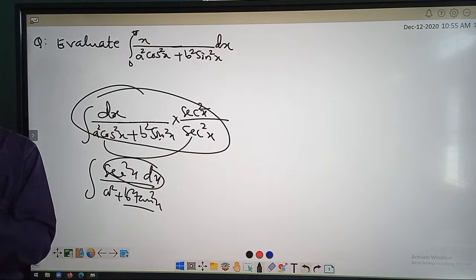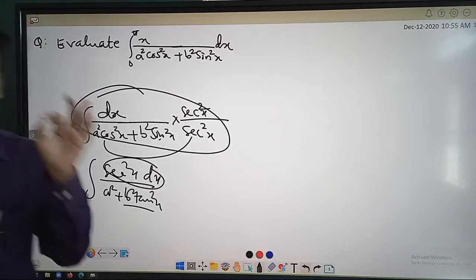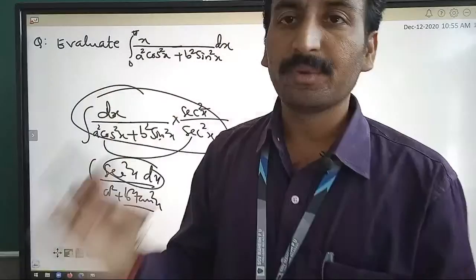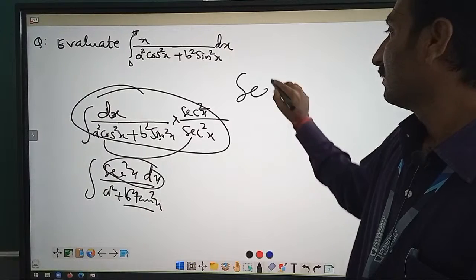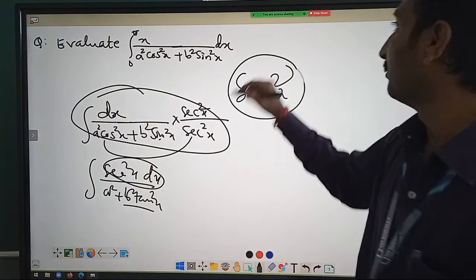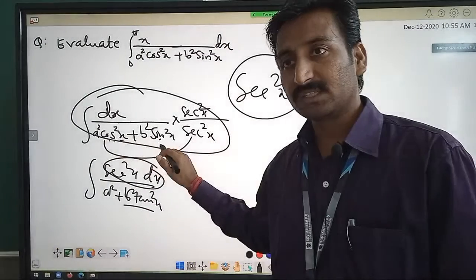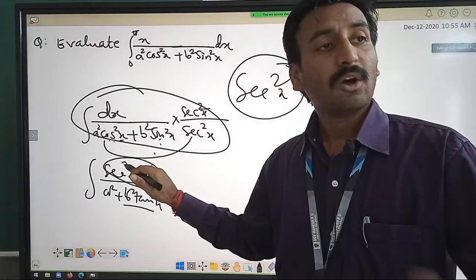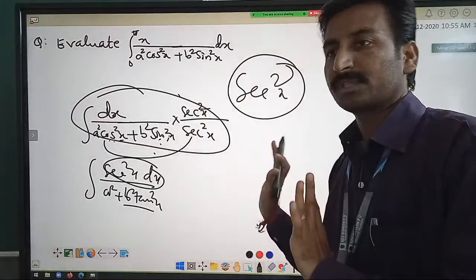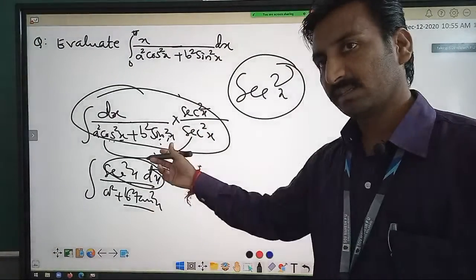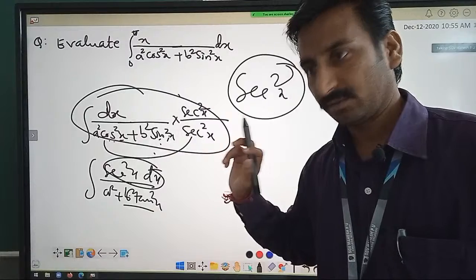Remember, if sin square and cos square terms come in the denominator, please take care: multiply and divide by sec square x. Whenever you have cos square and sin square in the denominator, always multiply and divide by sec square and then proceed by taking tan x equal to t. Its derivative will be in the numerator. Okay?